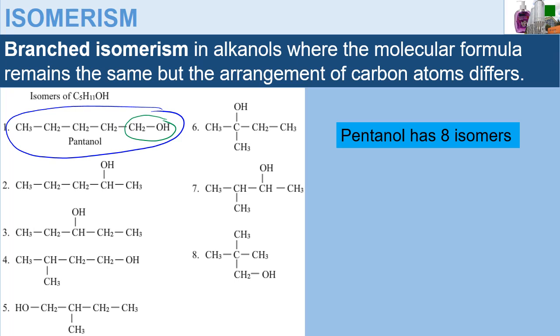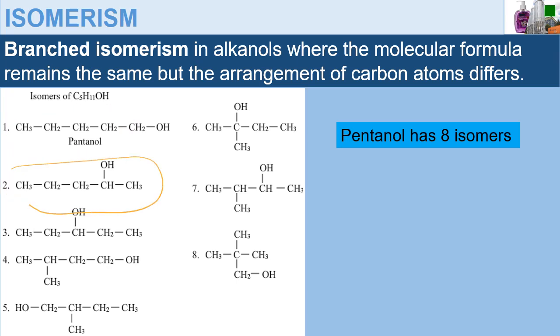In this second example here, the OH group is attached to the second carbon atom. Therefore, it will be pentan-2-ol. Moving on to the third, the OH group is attached to the third carbon atom. Therefore, this is pentan-3-ol. These three are positional isomers.